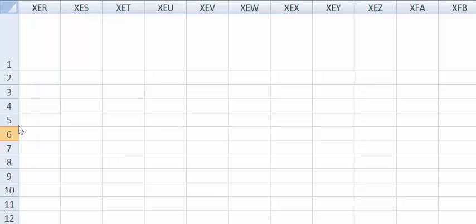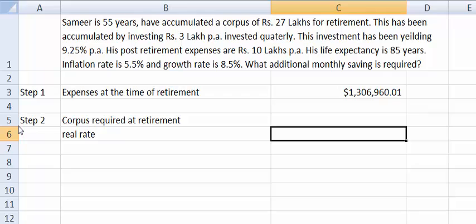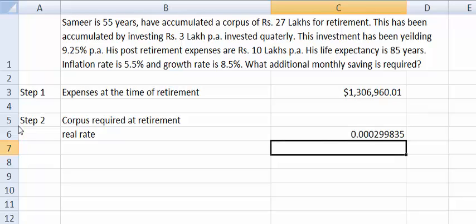and real rate is found as rate minus inflation upon 100 plus inflation. So that is 8.5%, 8.5% minus 5.5%, divided by 100 plus inflation, which is 100 plus 5.5%, right?